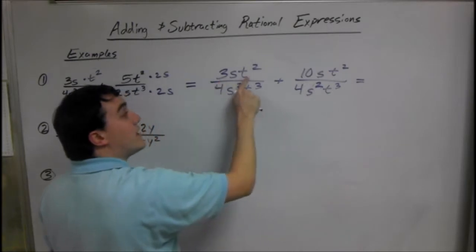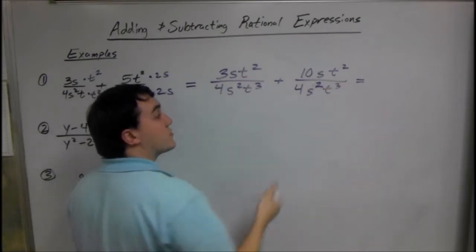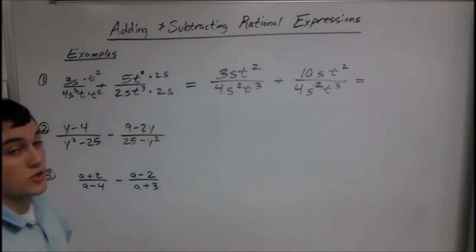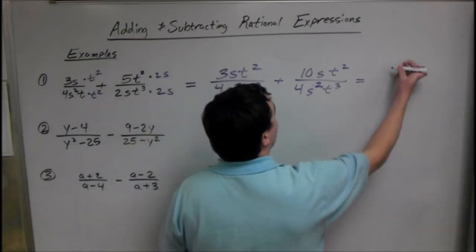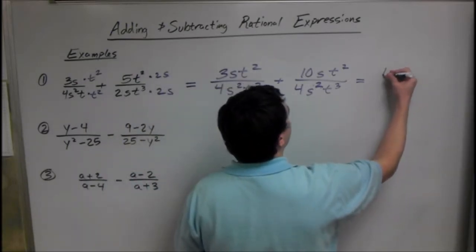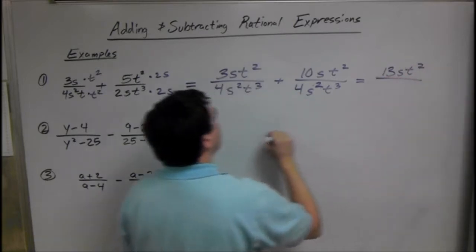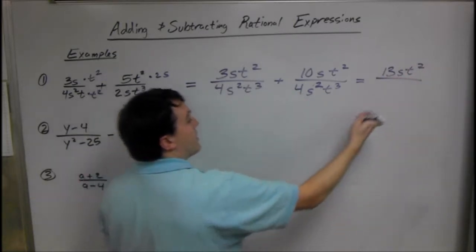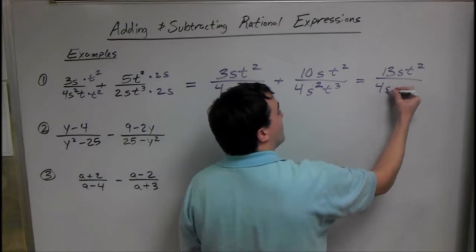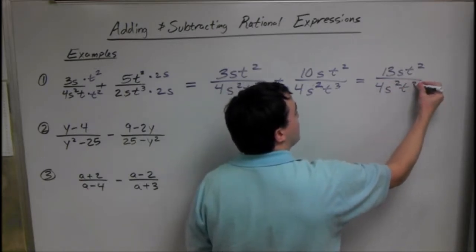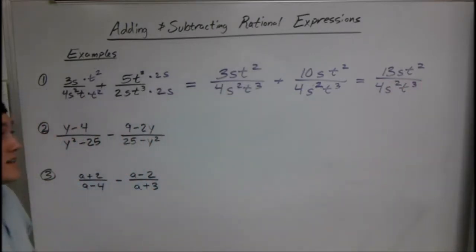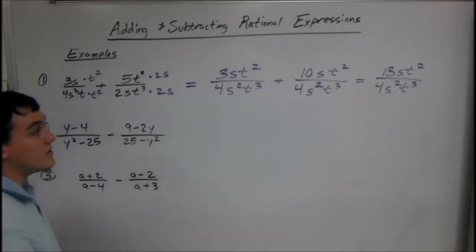Now, since we have a common denominator, you could add the tops. We have 3st squared plus 10st squared, and they happen to be like terms, so we can combine them. So we get 13, because we're just adding st squared, over our common denominator, which does not change, 4s squared t cubed. And then the last step, you see if you could simplify anything else.